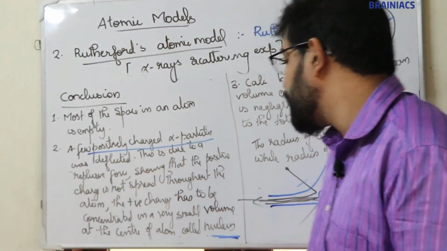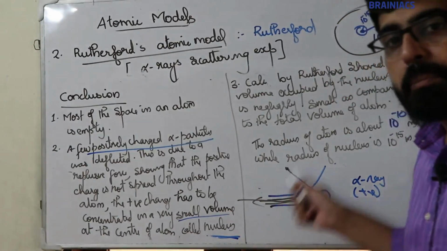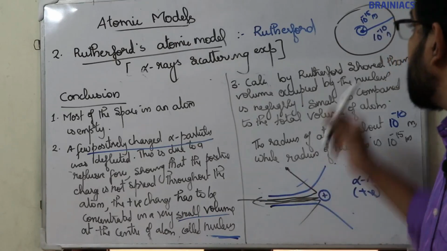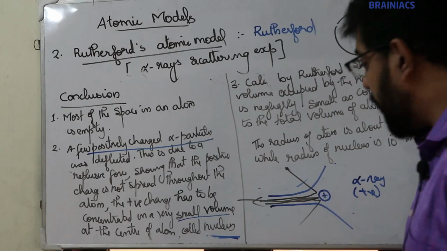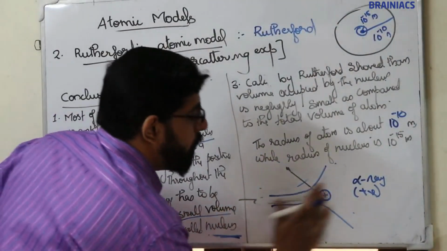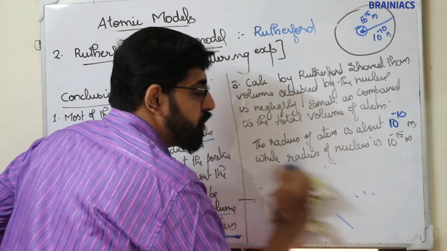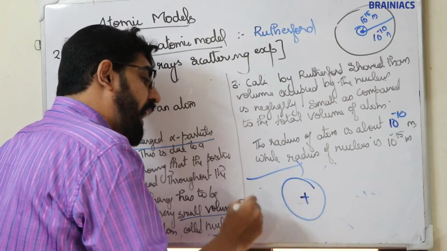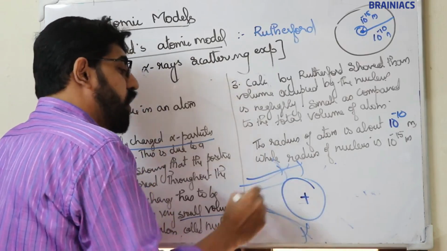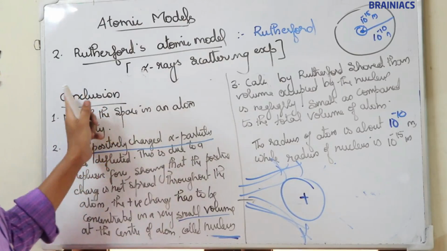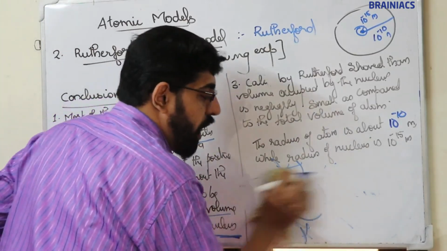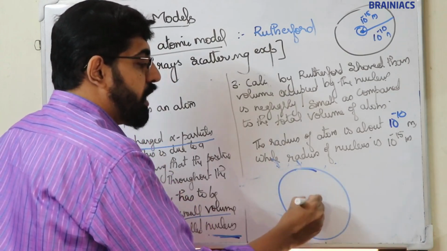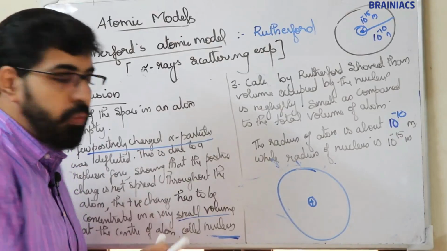Why is it a small positive charge? Because the number of alpha rays deflecting is very small. That means the size of the nucleus is very small. If the size of the nucleus were very big, the majority of alpha particles would be deflected. But the majority of alpha particles pass through the atom without any deflection, which means the size of the nucleus is very small.